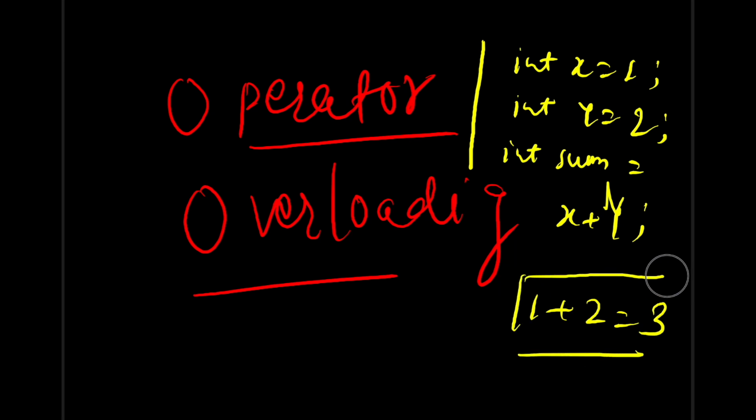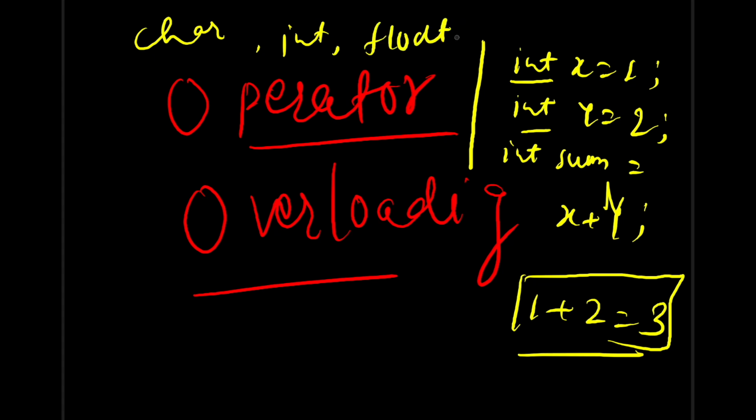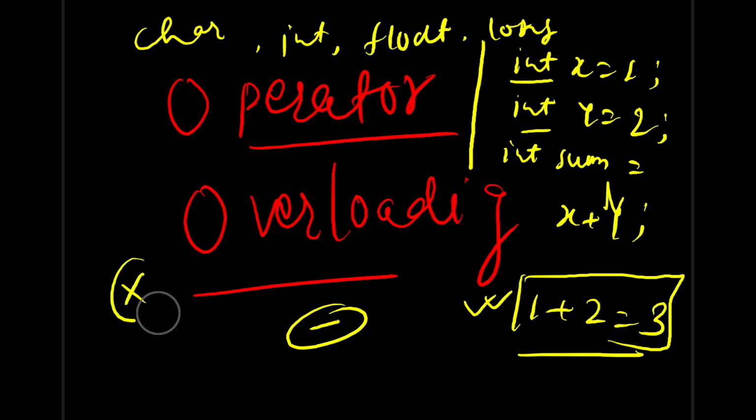So this operation is performed by whom, and who is deciding what to do? The compiler tells us we have to do an add operation. And how does it understand? Because these are inbuilt data types: character, integer, float, long. For these the compiler is able to understand, okay, I have to do an add operation, or I have to do a subtract operation, or I have to do a multiply operation.